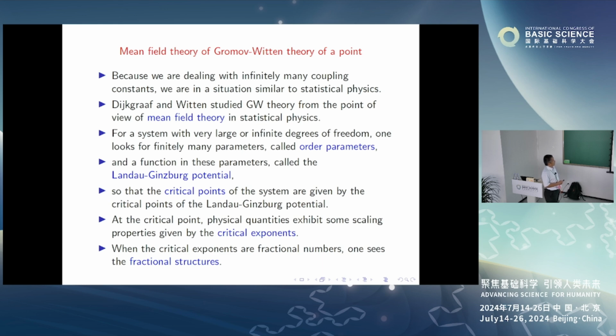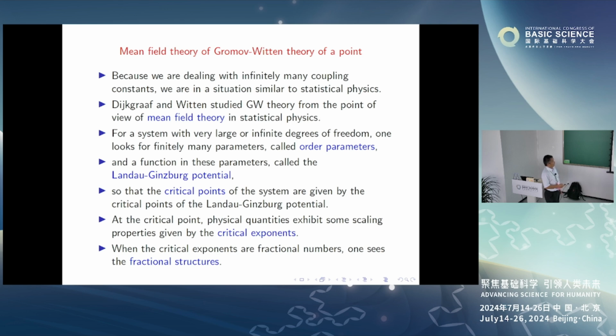So in the early 90s, in the beginning of this story, Dijkgraaf and Witten studied this Gromov-Witten theory from the point of view of mean field theory in statistical physics. So let me briefly recall what I understand about mean field theory. The physicists in the audience can correct me if I made it wrong. For a system with very large or infinite degrees of freedom, we can look for finitely many parameters called the order parameters. The finiteness is important. And also look for a function in these parameters called the Landau-Ginzburg potential, so that the critical points of the system are given by the critical points of the Landau-Ginzburg potential.